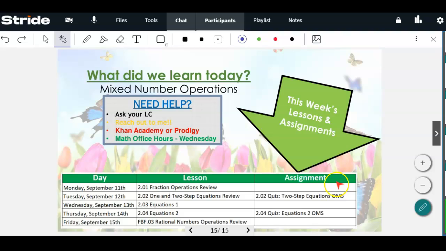All right, this is what the week looks like. We are starting Unit 2. And so you have a lesson each day. Make sure you're doing these lessons, and then a couple of quizzes this week. Reach out to me if you have any questions.